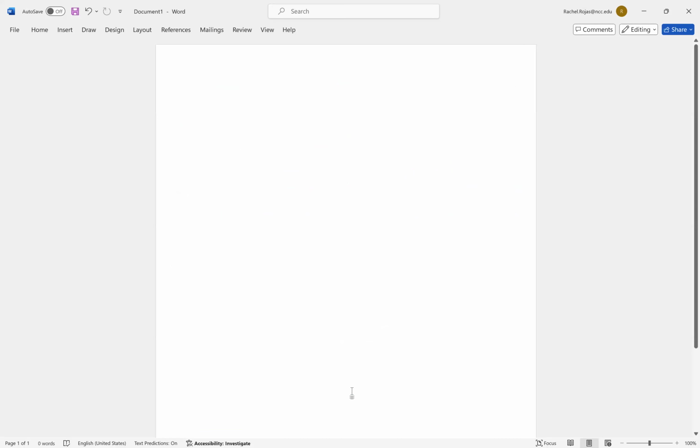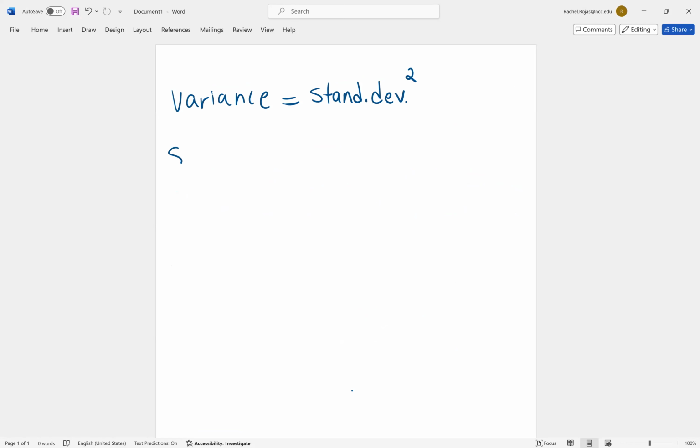So let's first talk about the relationship between the variance and the standard deviation. So the variance is equal to the standard deviation squared. So if I know the standard deviation and I square it, I get the variance. But I could also go the other way around. I can calculate the standard deviation if I know the variance. I would take the square root of the variance. So if you have one, you could calculate the other.